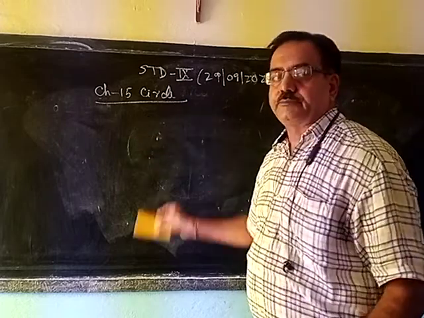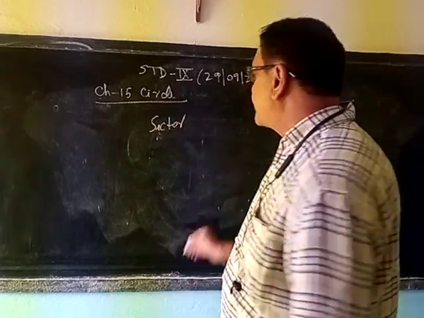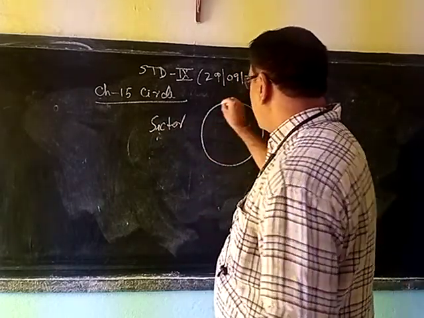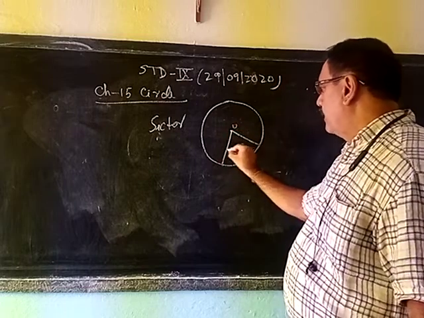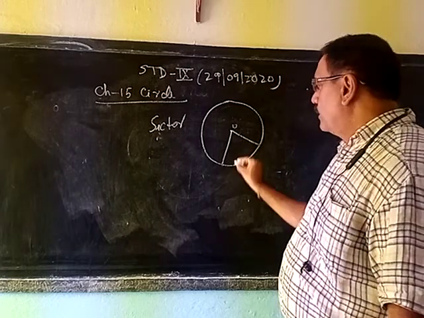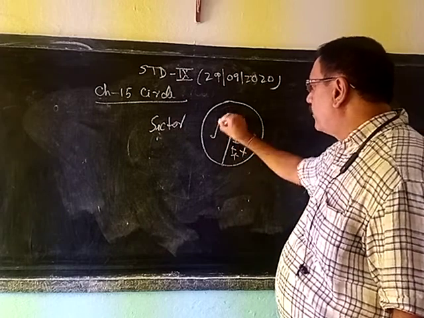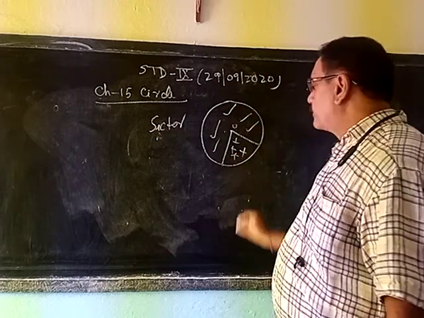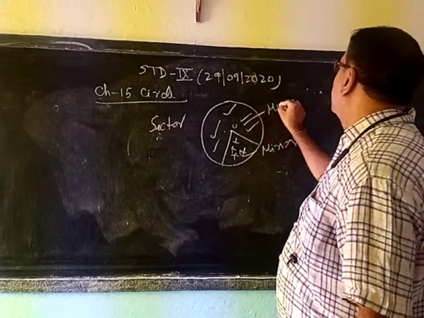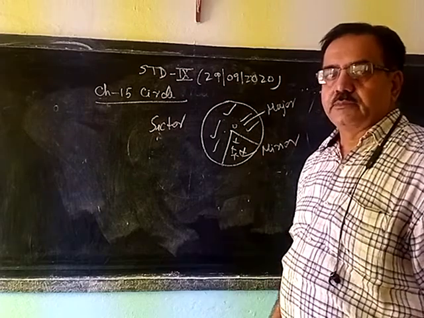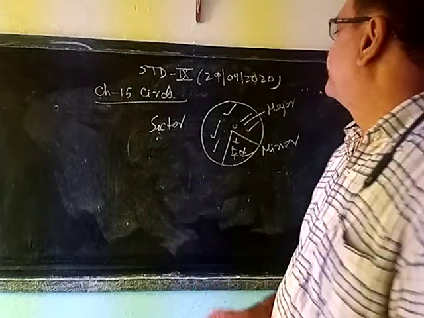Then sector. What is a sector? This is a sector. One radius, another radius. Radii of the same circle are equal. So 2 radii cover this much area. Then the radii will cover this area also. So this one is known as the minor sector, and this one is known as the major sector. Clear? So the area covered by 2 radii is known as a sector.